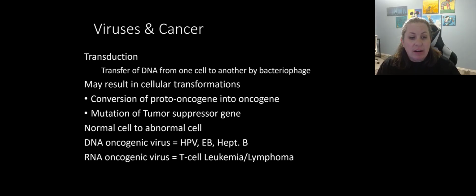DNA oncogenic viruses are things like HPV, okay, human papillomavirus. This can cause cervical cancer. EBV, which is Epstein-Barr virus, and hepatitis B. RNA oncogenic viruses, ones that potentially cause cancer through RNA, are going to be the T-cell leukemias and lymphomas. They're going to be viruses that ultimately cause leukemia and lymphoma.